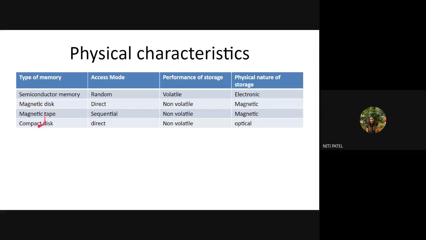Now let us see, for all four of these memories, what is the access method, what is the performance of storage, and what type of storage does it use. So if it is semiconductor memory, I can access that memory in the random access form. That memory is volatile. And how is the data stored? The data is stored in the form of electronic medium. That means I use some electronic medium to store the data.